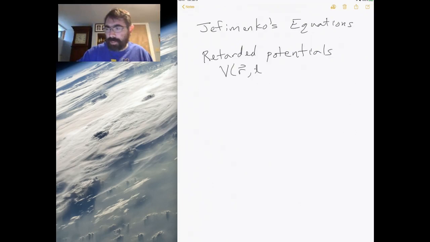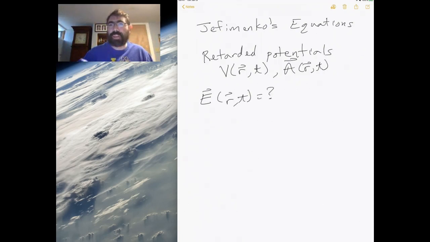V(r,t) and A(r,t). So we're measuring these at some position r and some time t. And what we want to know is, what about calculating the electric field in this kind of very general case?